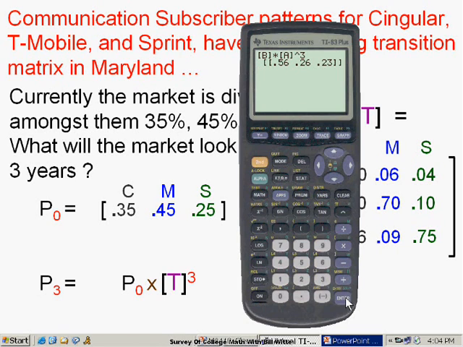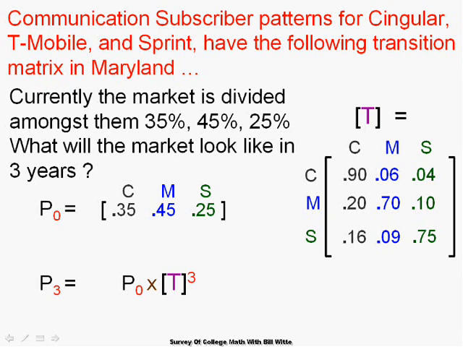a vector that will tell me where I'll be in 5 years, which is 0.56, 0.26, and 0.23. Remember that it's up to you to know what number goes with which. So I hope you appreciate using an initial state vector and a transition matrix.